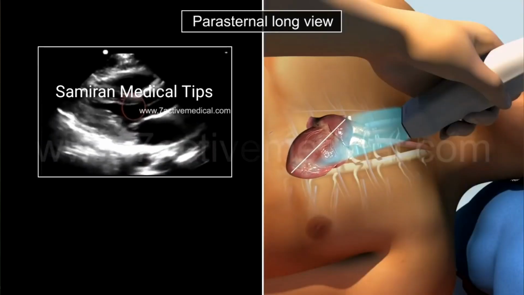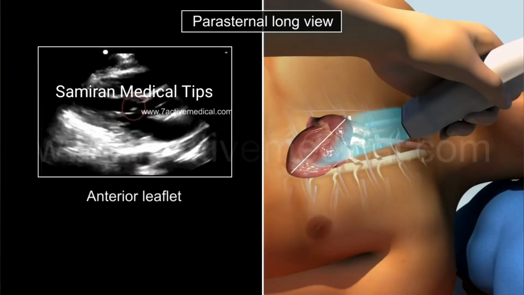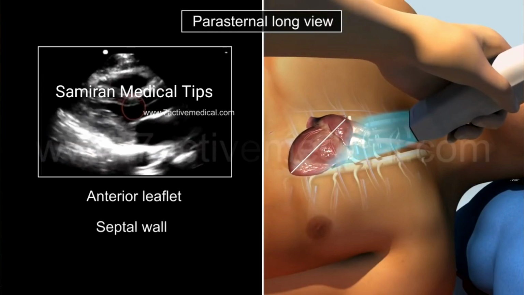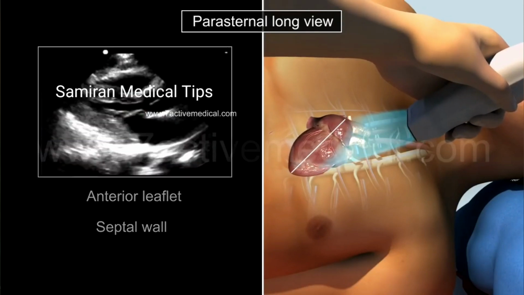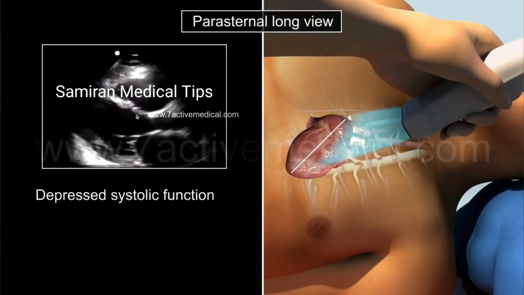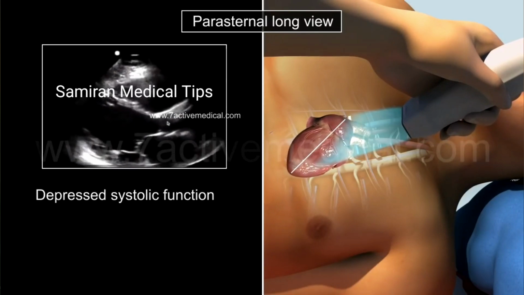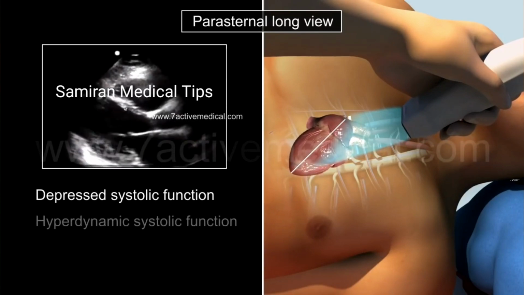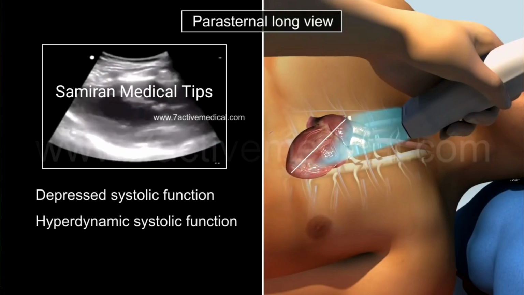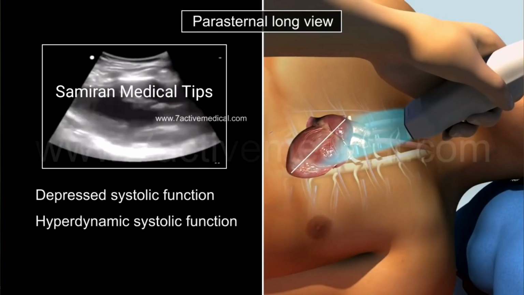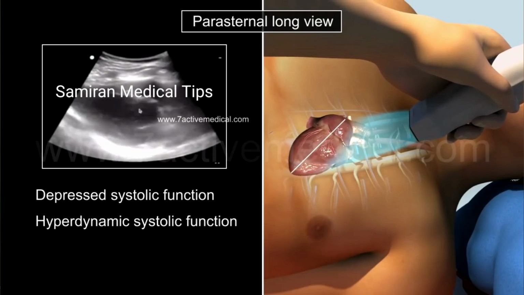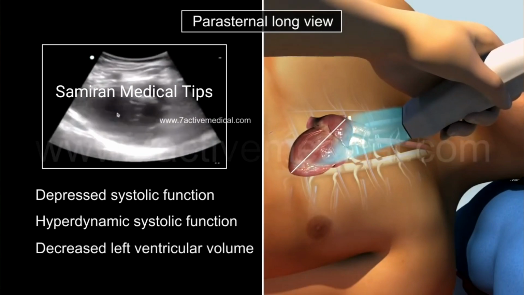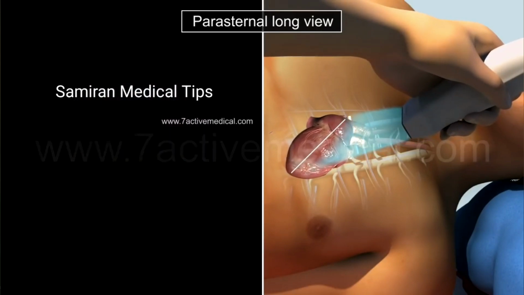In normal systolic function, the anterior leaflet is seen to slap against the septal wall, as shown in the imaging. Depressed systolic function would result in the slowing of this slapping action, while a hyperdynamic systolic function would result in a rapidity of the slapping action, often leading to a decreased left ventricular volume.